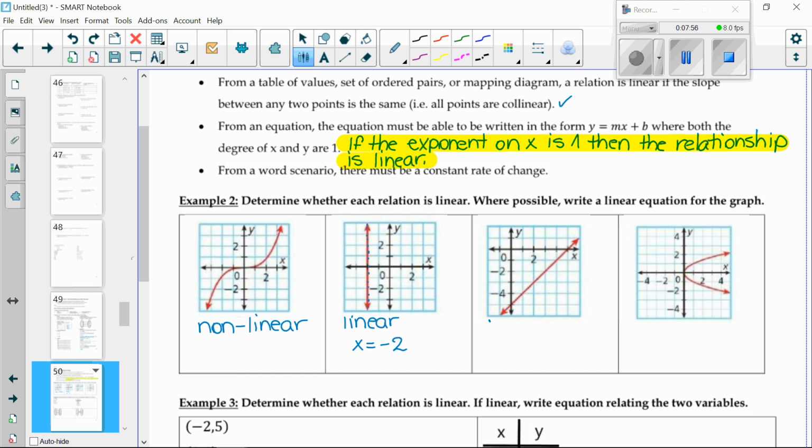This one is linear because it is a straight line. The equation is going to be y equals, what is our slope? Our slope is +1, so it's going to be x, and our y-intercept is -5, so y = x - 5. This one is definitely non-linear.